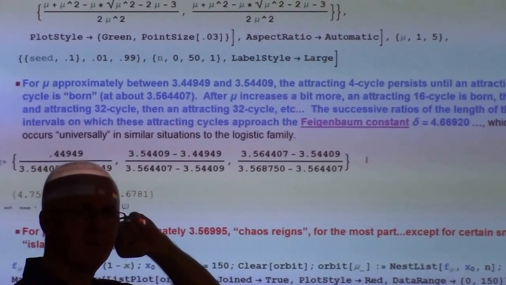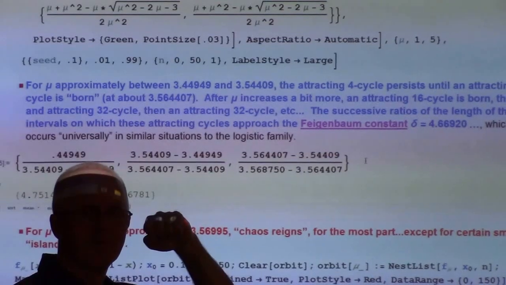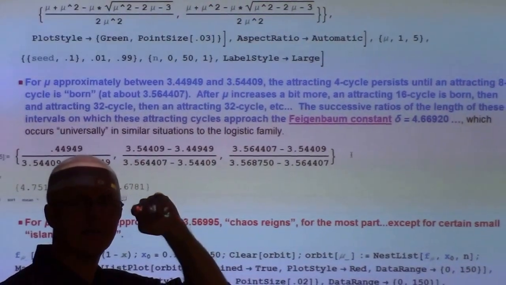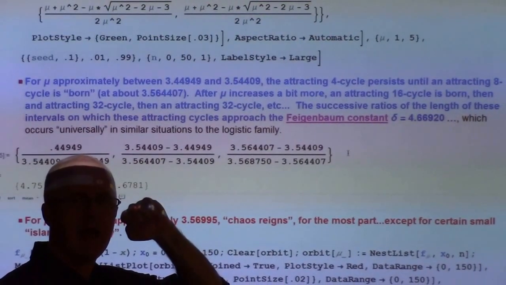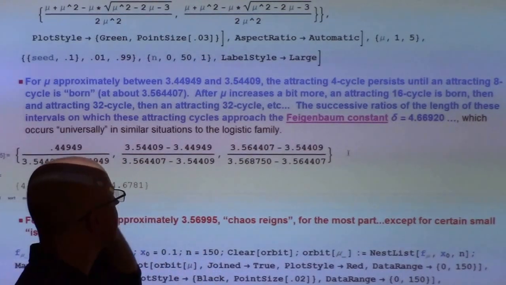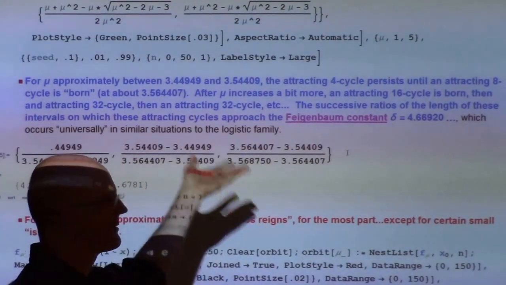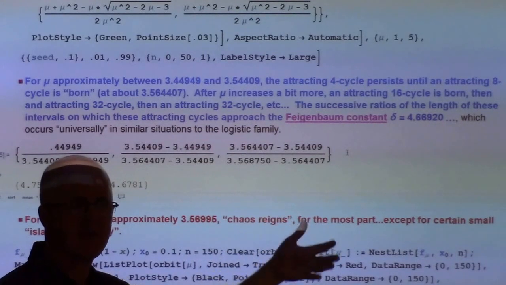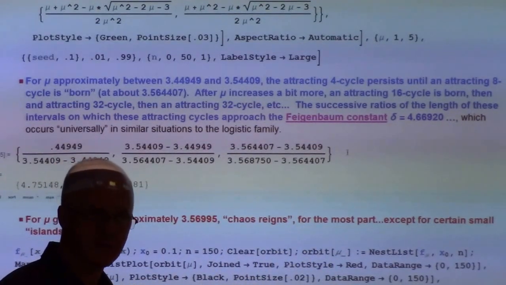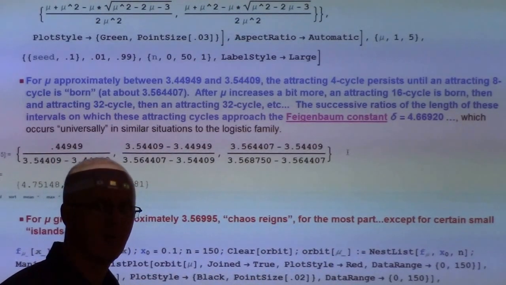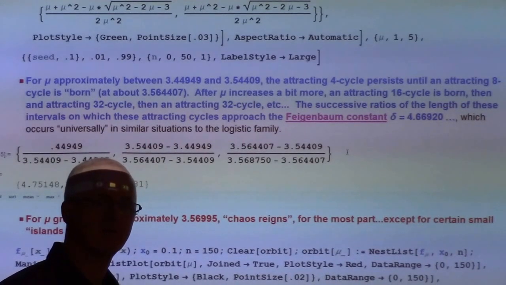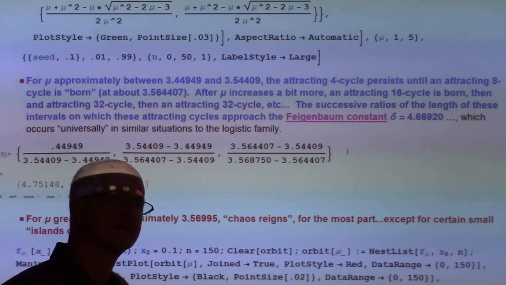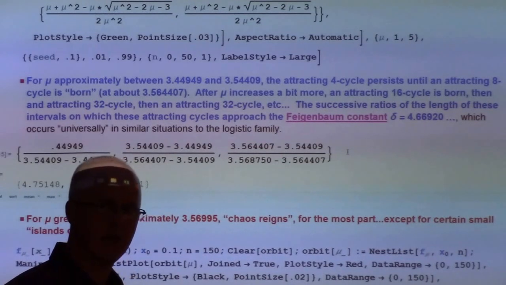Feigenbaum is a person who may still be alive for all I know. I think he discovered this constant in the 1970s. And it's more than just a constant related to this example. The thing that makes it important is it's a constant related to lots of examples where bifurcations like this occur, these period doubling kinds of things. It's called a period doubling route to chaos.